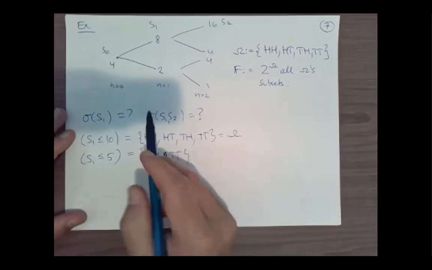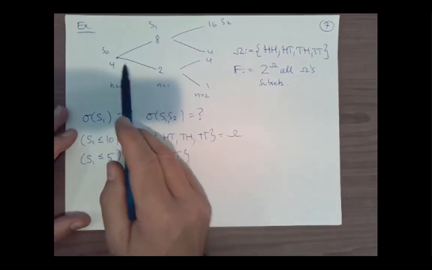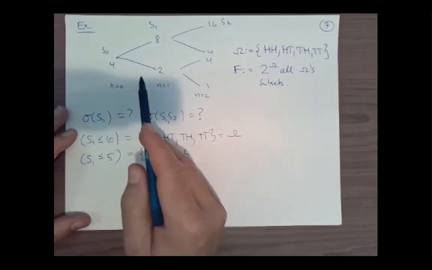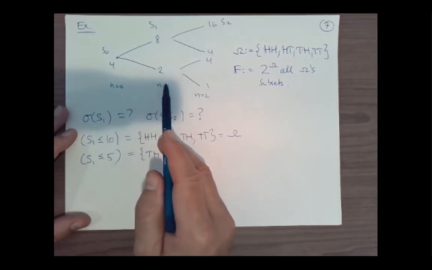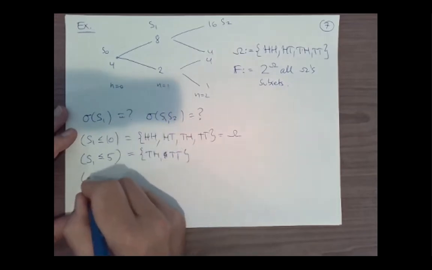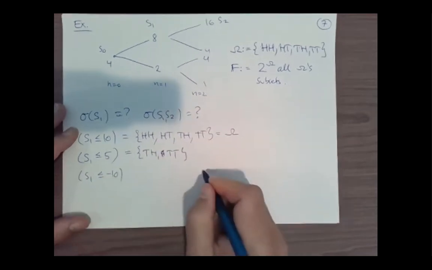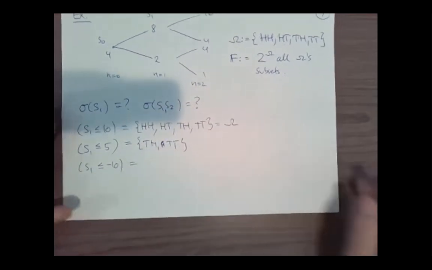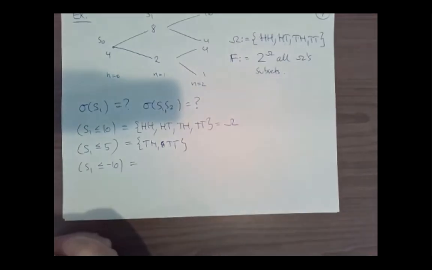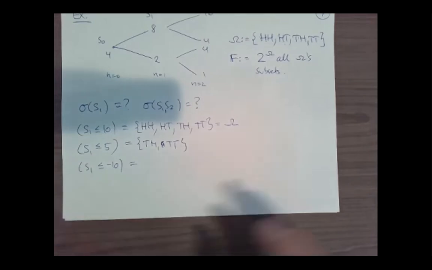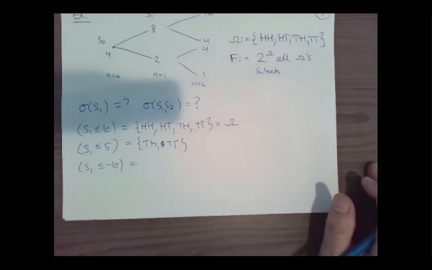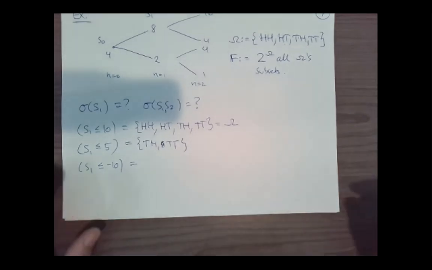And then for good measure, let's put in a value that is down here. Let's do S1 less than, I don't know, minus 10. What do we get here? Yeah, so the null set, nothing. Null sets.